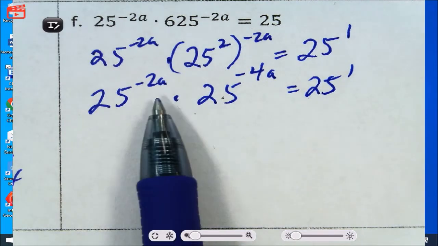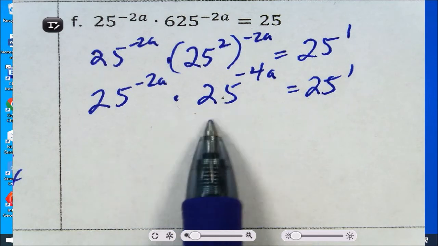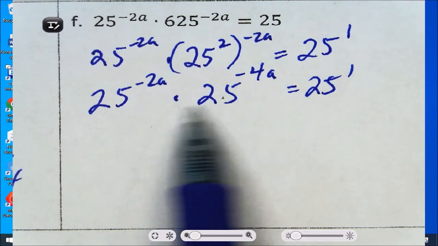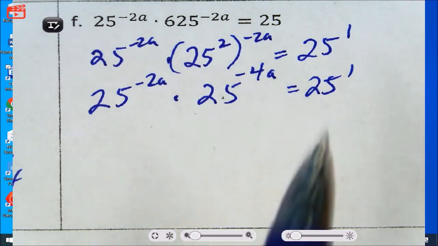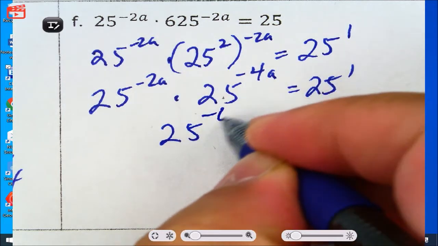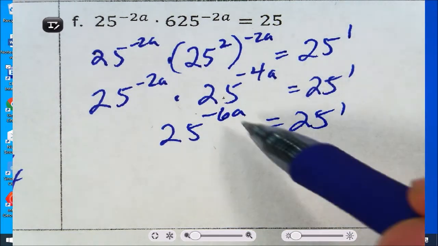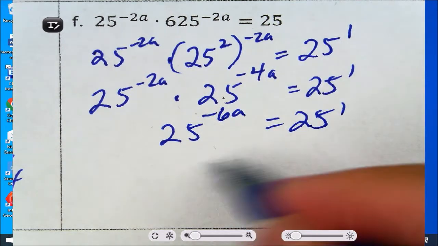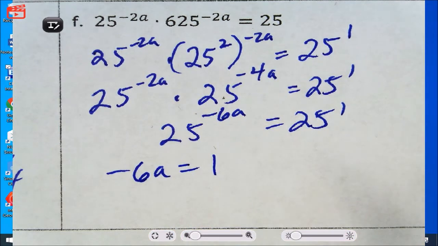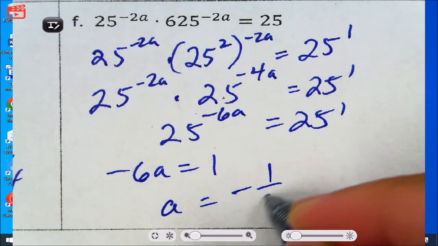Okay. Now, what do I do with the exponents? By the way, I'm writing every step on this one because there's something new about this one. What do I do with the exponents when I have them like this? You add the exponents. So that's going to be negative 2a plus negative 4a, making it negative 6a. Now they have the same base, 1 on each side, I'm going to ignore the bases and just write the exponents. So what's a equal to? Negative 1/6. Thank you.